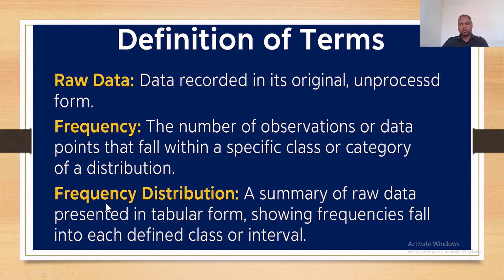The other thing is frequency distribution. This frequency distribution is nothing but a means of data presentation in tabular form. So frequency distribution is another name for tabular data presentation. This refers to a summary of raw data presented in tabular form, showing the frequencies falling into each defined class or interval. So understanding these three terms is useful.